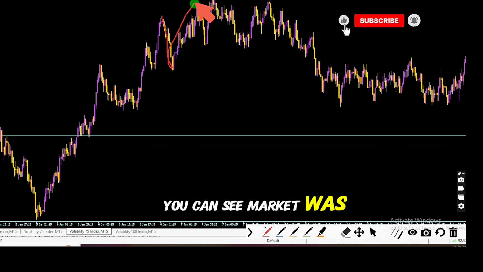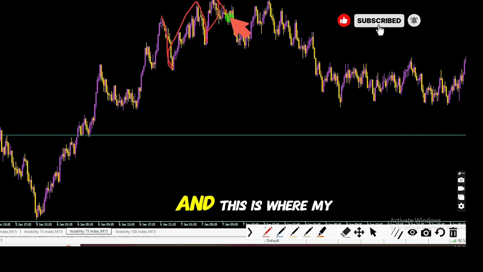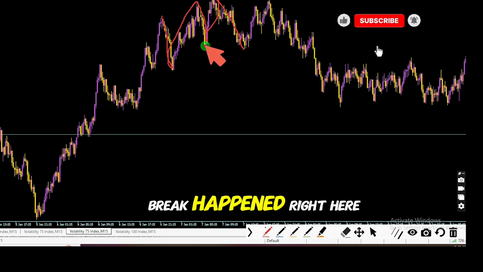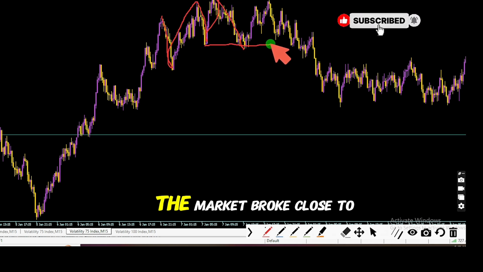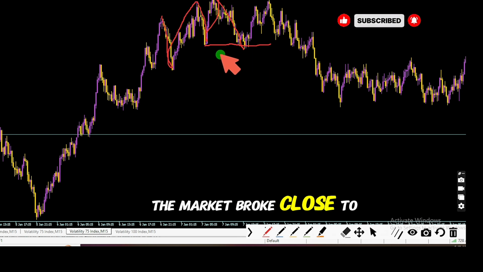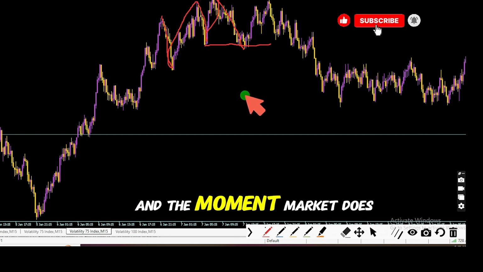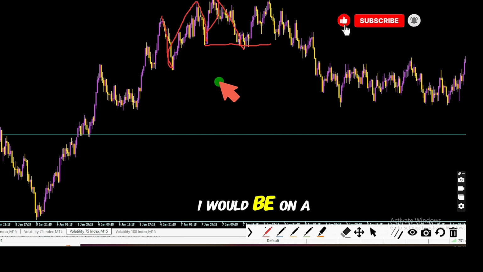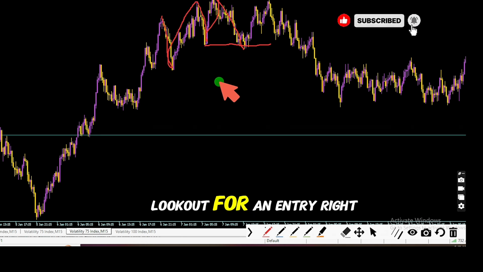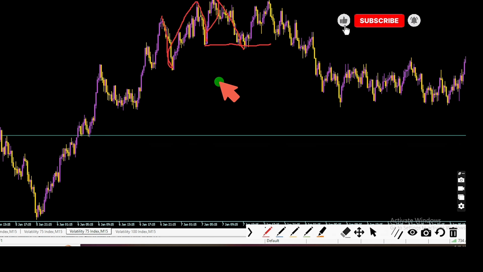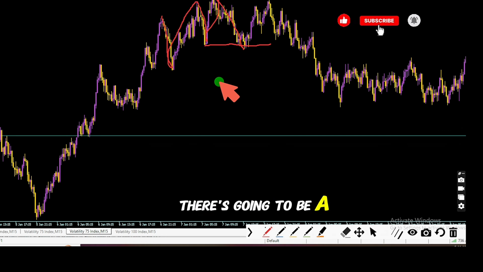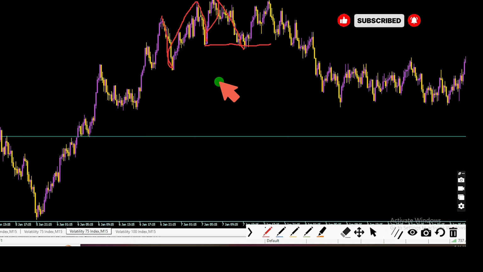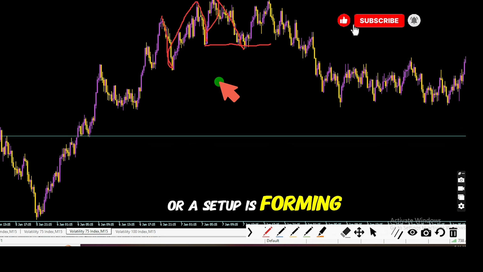you can see market was going up, going down, going up, going down, and this is where my break happened. Right here, the market broke close to the downside, and the moment market does this, I would say, okay, I would be on a lookout for an entry right here. Okay, now what it means is that there's going to be a possible continuation or a setup is forming.